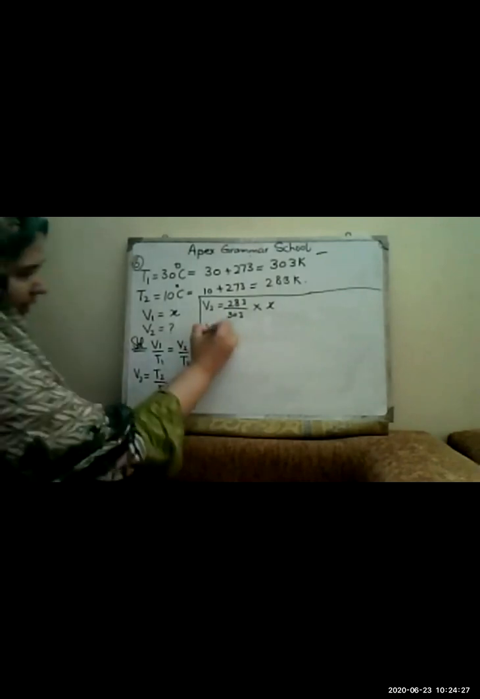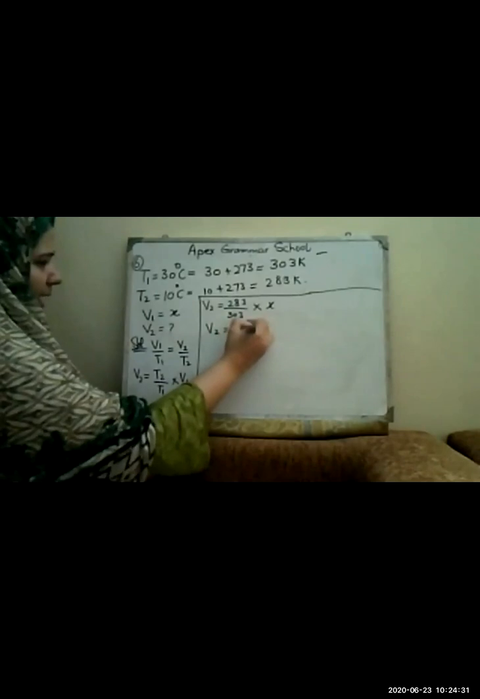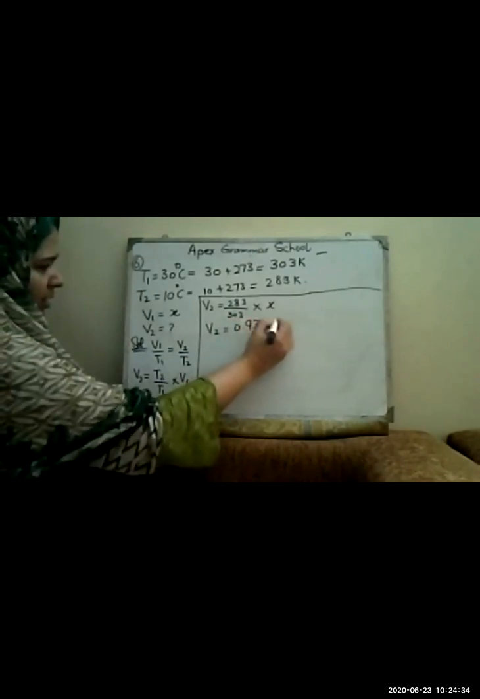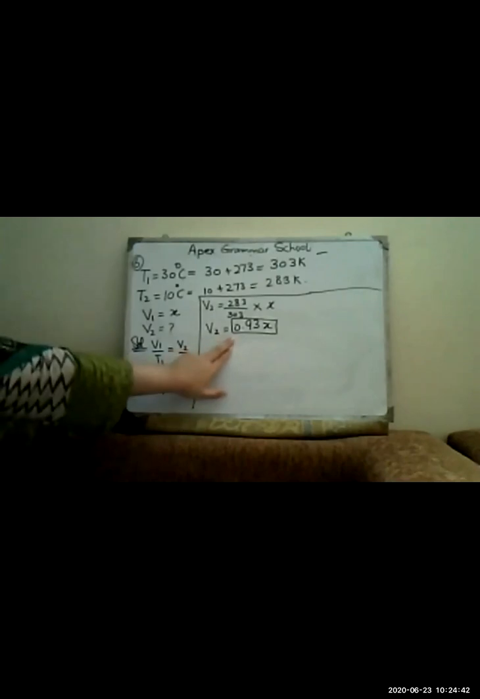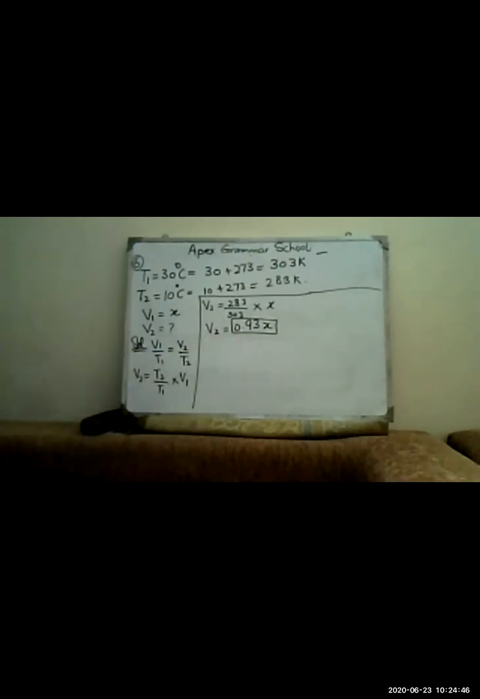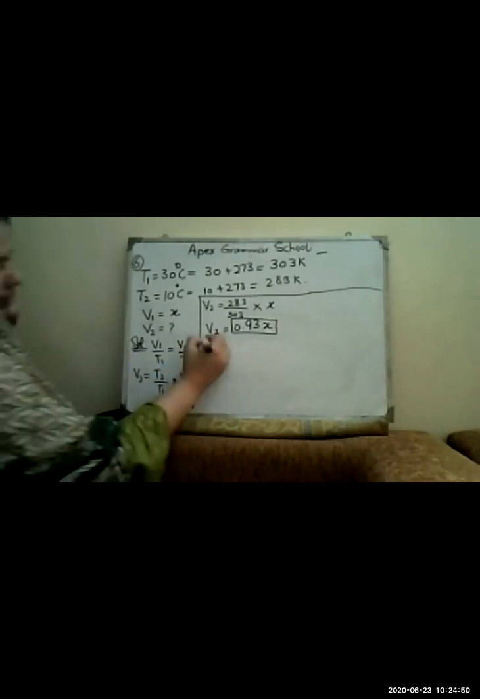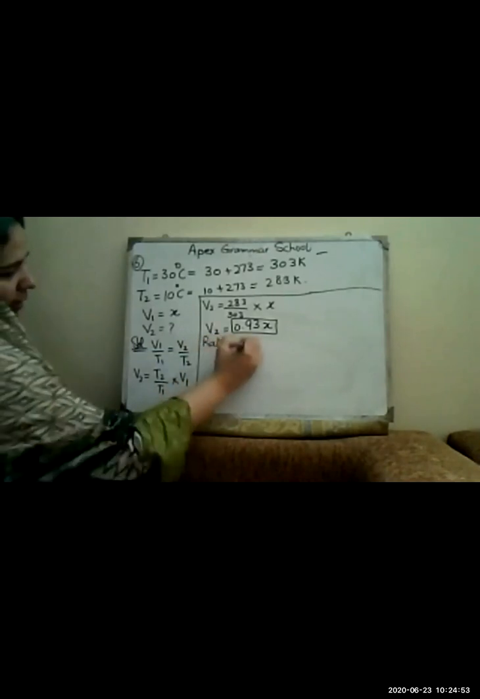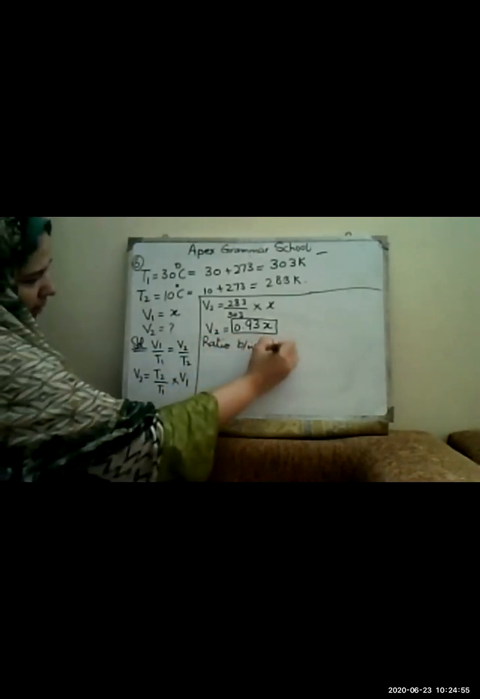And then we solve the fraction. The answer is 0.93, and X will be... no. Here, you can see that volume V2 is equal to 0.93X, and we have to find out the ratio between V1 and V2.